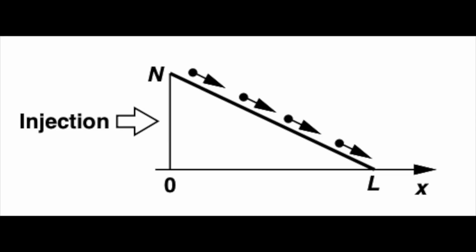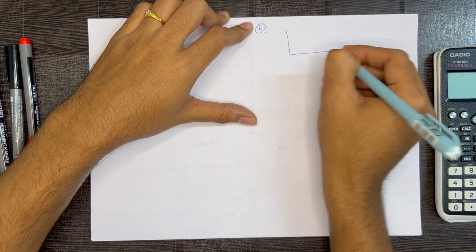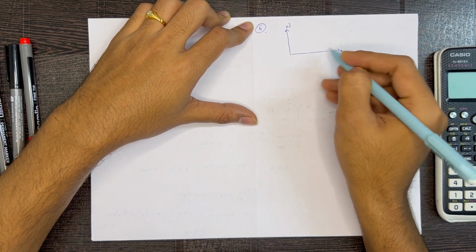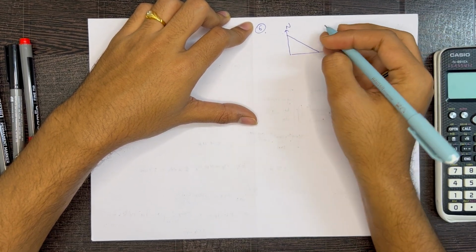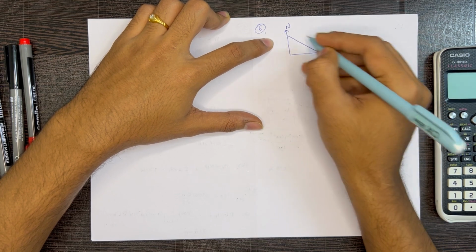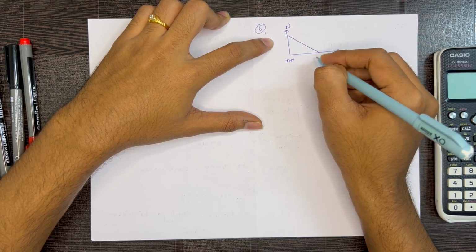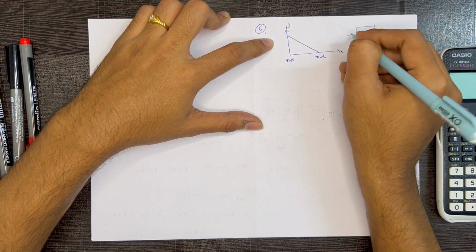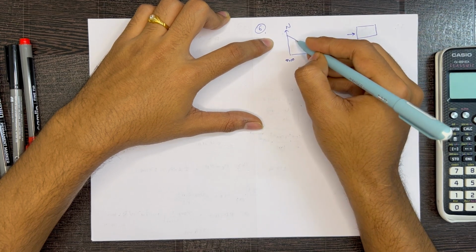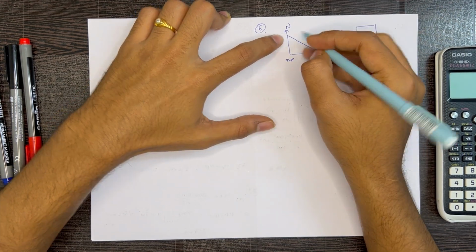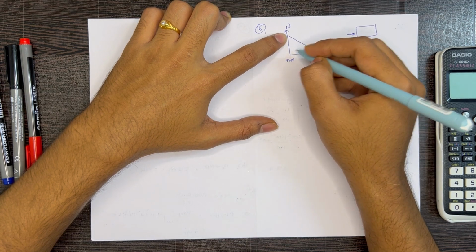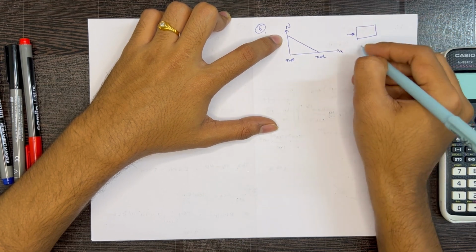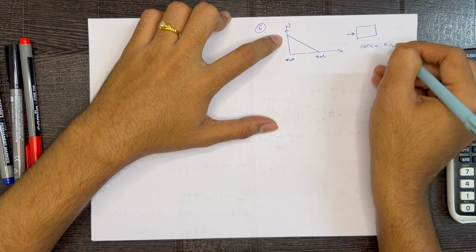In example 2.9, they say that the electron density follows this profile from x equals 0 to x equals L when injected into a substrate from one side. Note that this is not the formation of electrons when they are injected. This is the concentration profile. What is concentration? Concentration is the number of electrons per cubic centimeter.